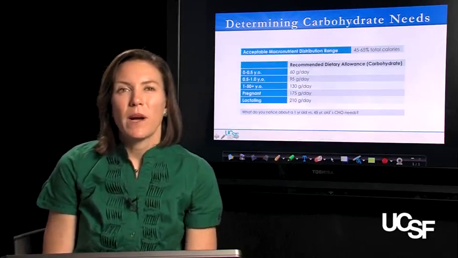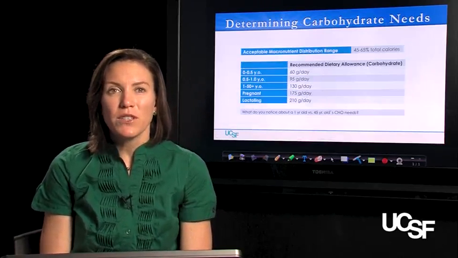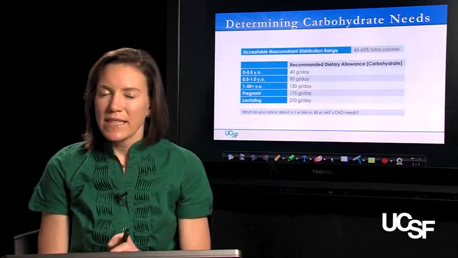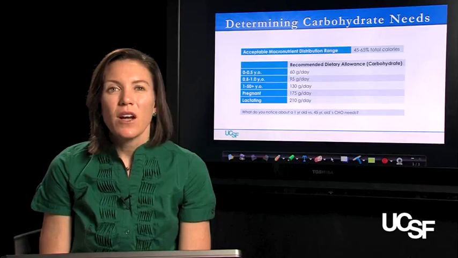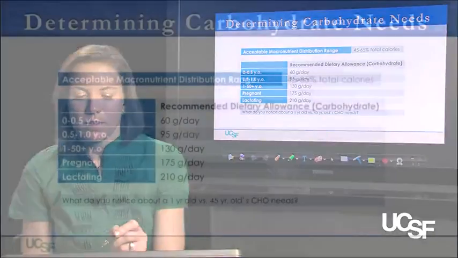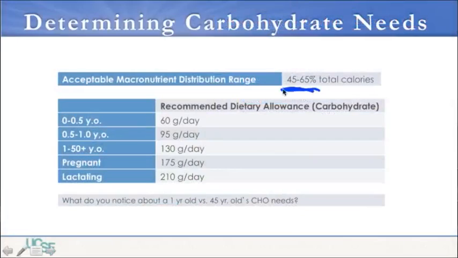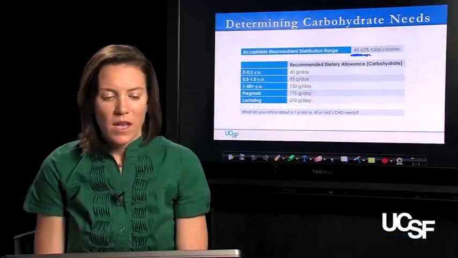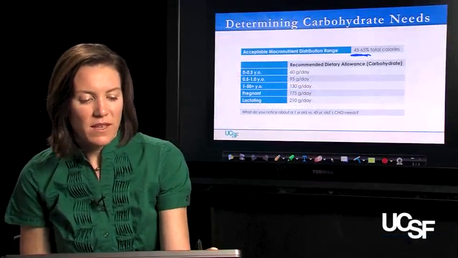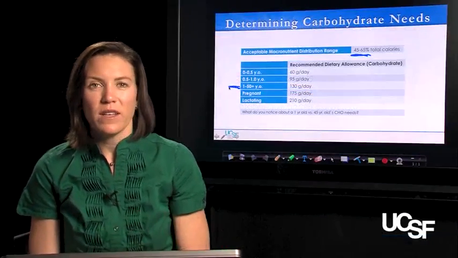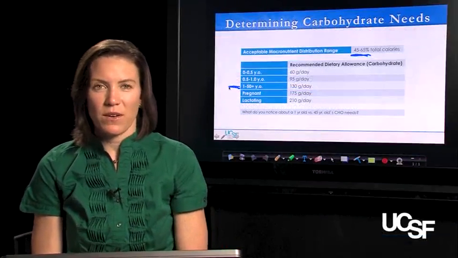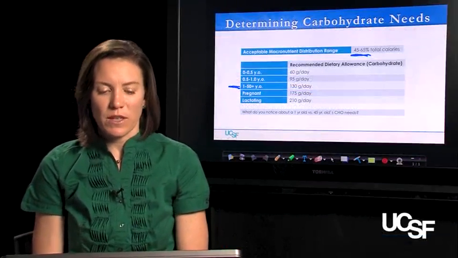How do we know how much carbohydrate we need? Well, carbohydrate should, in a well-balanced diet, except in very rare medical conditions, constitute the majority of your calories. And it should be about 45 to 65% of the total calories that you eat in a day. Now, most people, I would assume, taking this class are somewhere in the 1 to 50 plus year old category. It's pretty much the majority of our population.